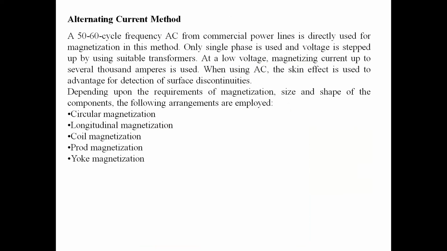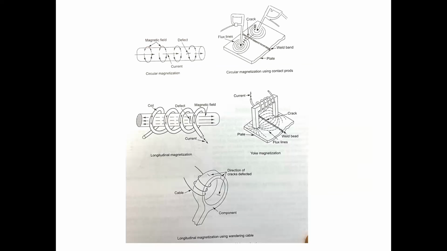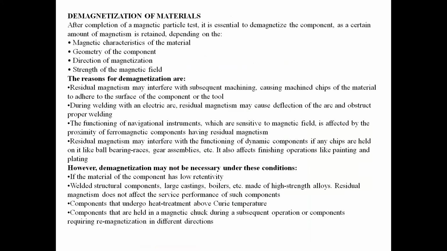Next one is demagnetization. This is the magnetization. Simply, magnetization means we convert the component into a magnet, meaning there is a possibility of flow of magnetic field lines through the component. Magnetization is the first step in the magnetic particle test, because based on the flow of magnetic field lines, we can identify the crack location.